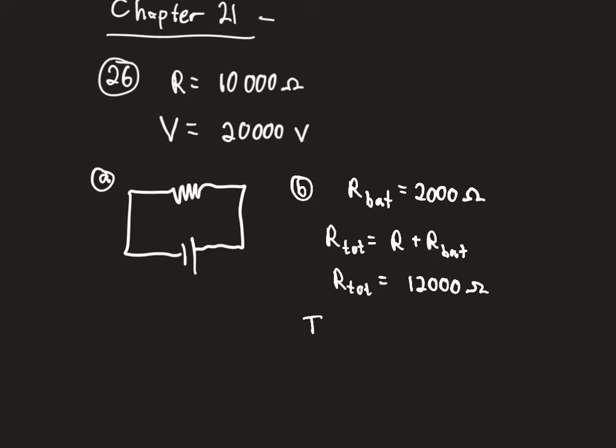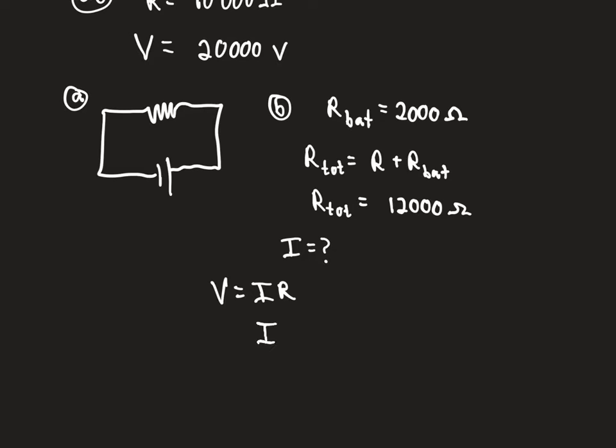They want to know how much current is going through this body. So I want to know what I is. Do I know anything else in this problem? I know what R is. R is 12,000. I have V. Do I have any equations that relate V and R and I? Yep. V equals IR. I switch it around. I equals V over R. My V is 20,000. My R is 12,000. Plug that into your calculator, you get 1.67 amps.